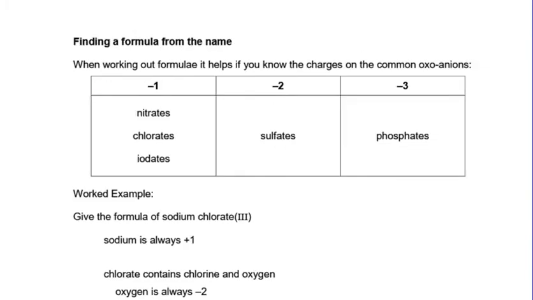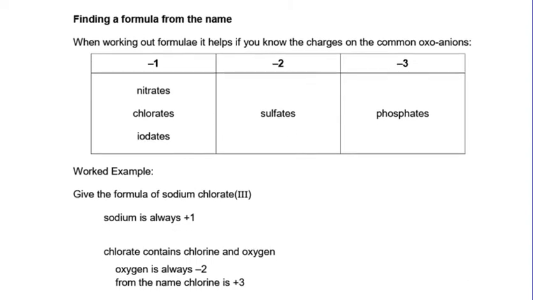So let's work it the other way around. If we're given the name, can we get the formula? Now, there are some things that it's really helpful to remember. To remember that all nitrates, chlorates and iodates are -1. Now, I think nitrates is the one that is harder to remember.